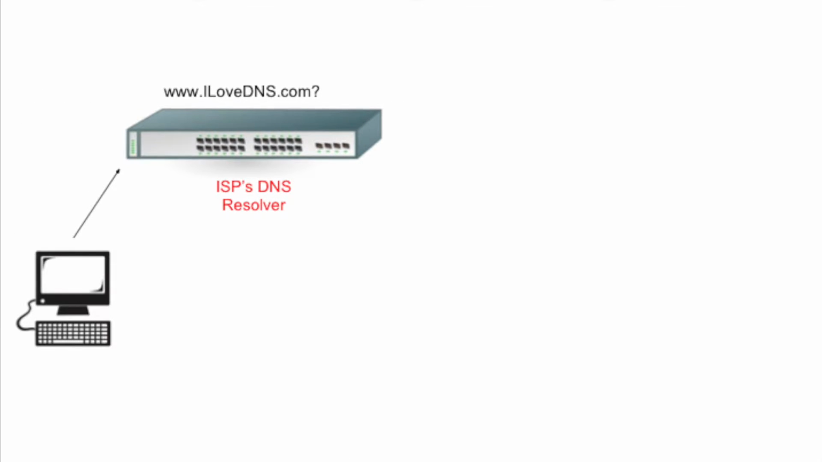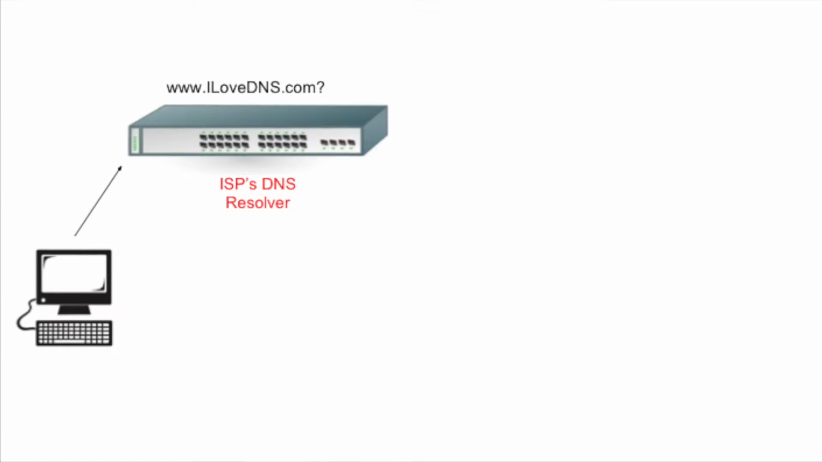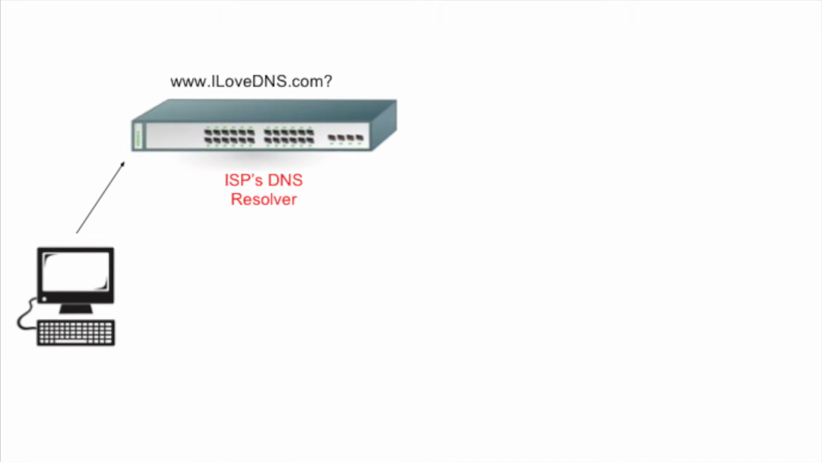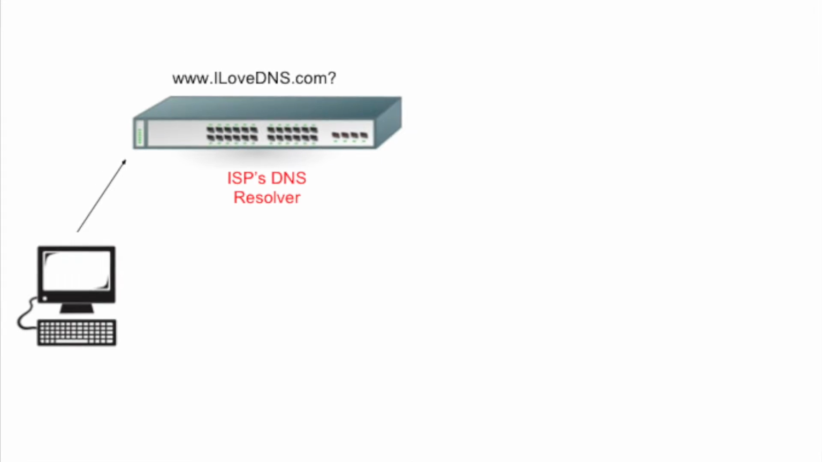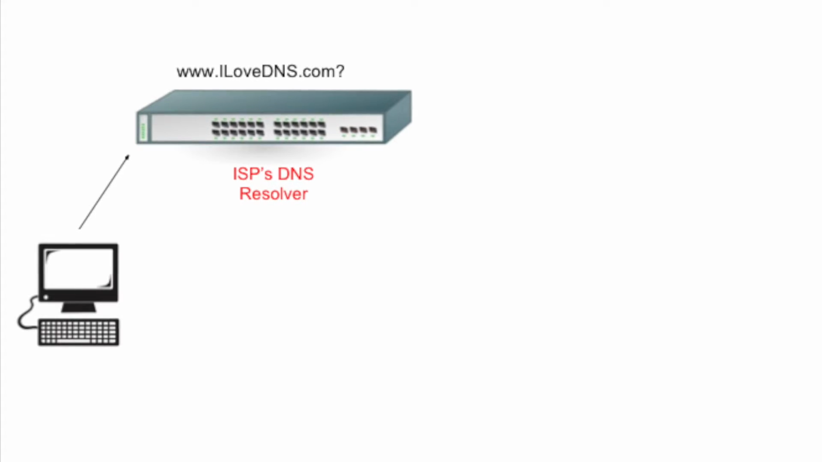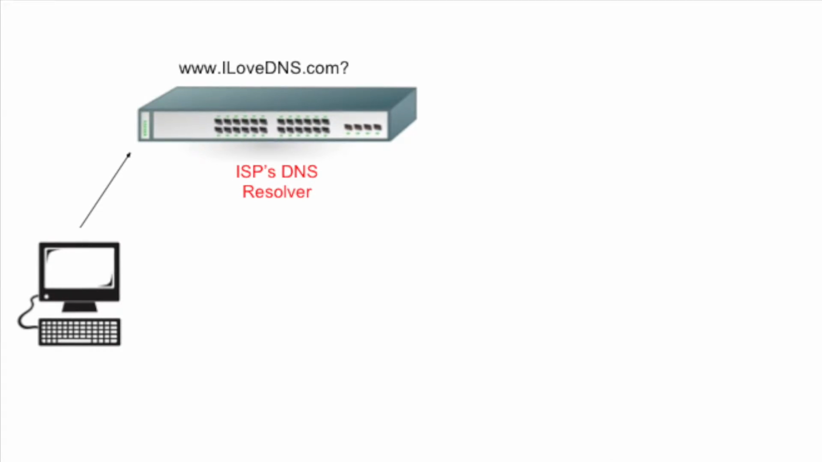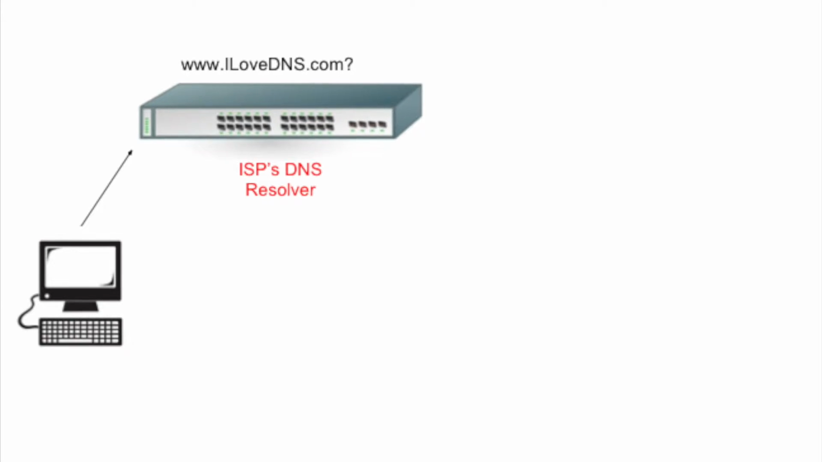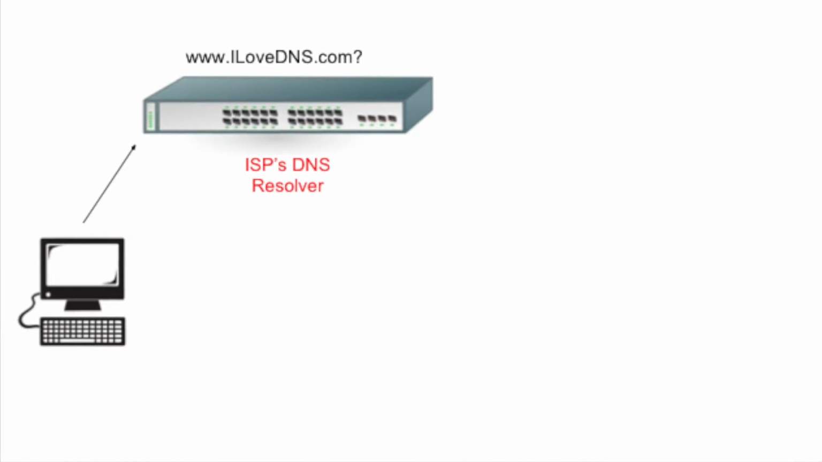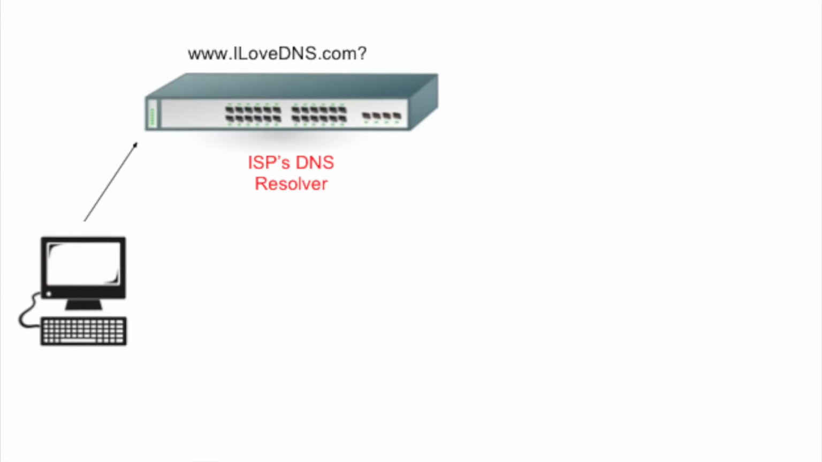The operating system is configured to ask a resolving name server for IP addresses that it does not have stored in its memory. The resolving name server can be thought of as the workhorse for the DNS lookup process. Our operating system asks the resolving name server for the address of www.ilovedns.com. The name server may or may not have this address in its cache. In this case, it does not.